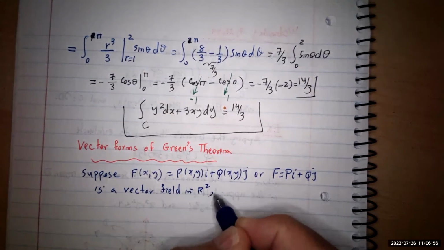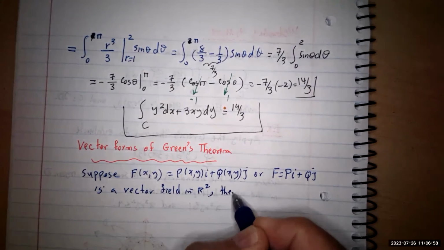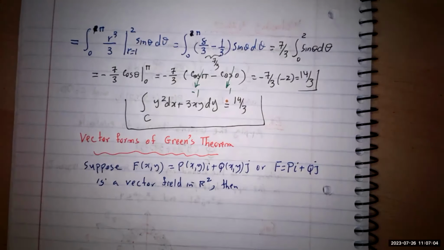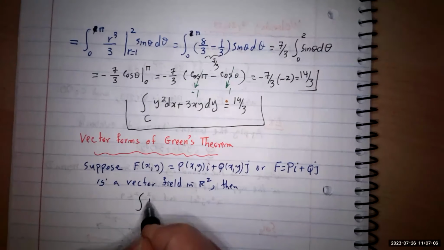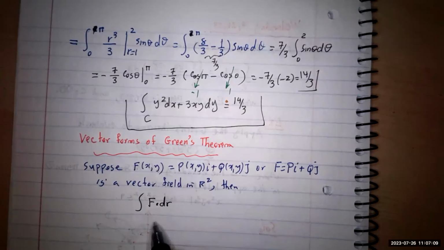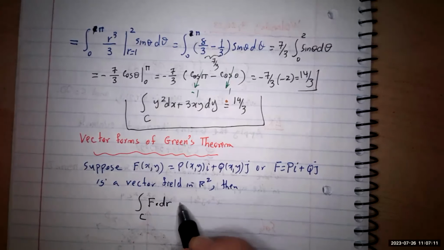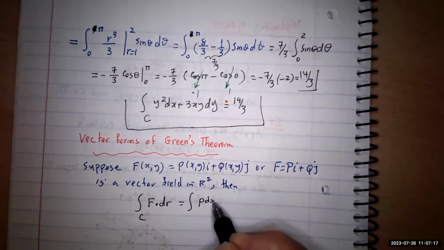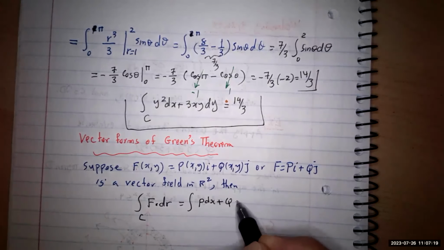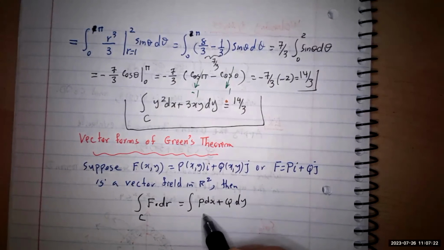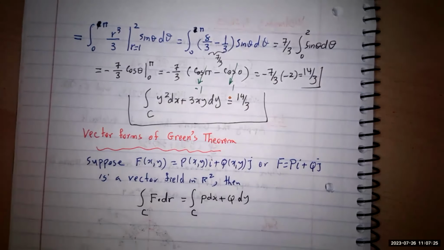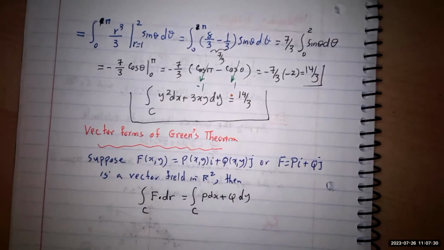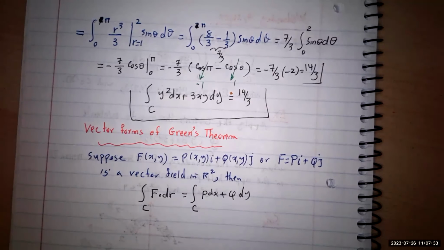Then we know what Green's theorem tells us. If you want to find the integral of F dot dr over C, it's the same as the integral of P dx plus Q dy, again over C. So I'm going to simplify this a little bit, to make it a vector form, if you like.